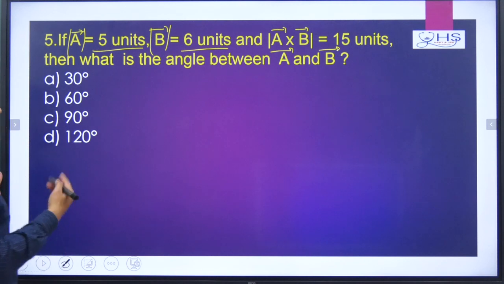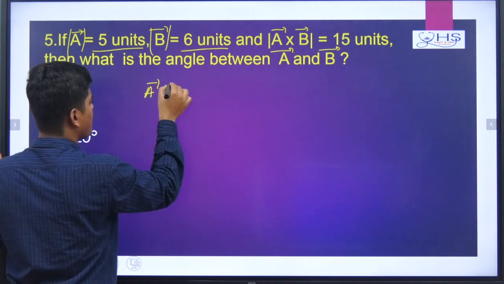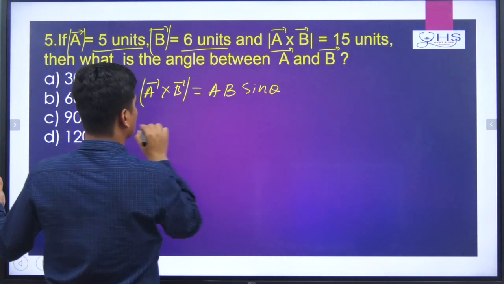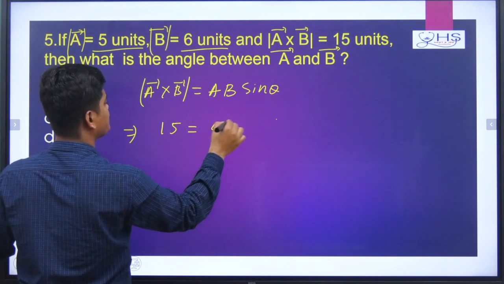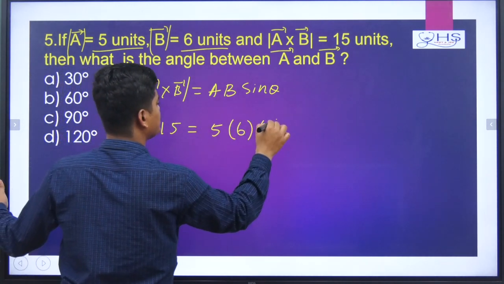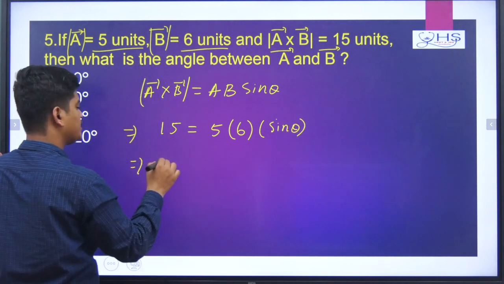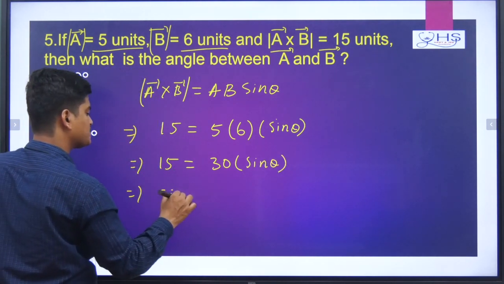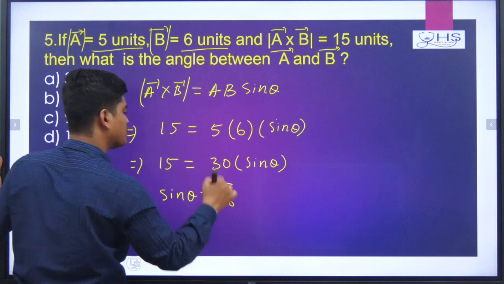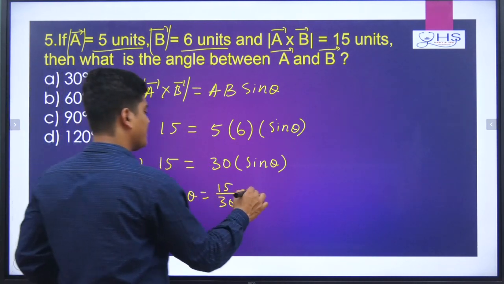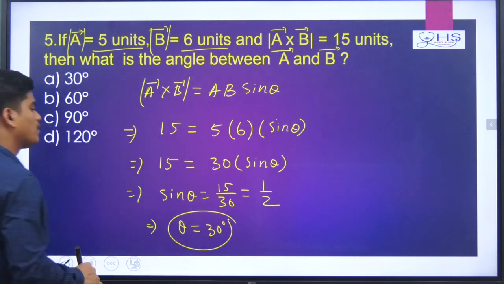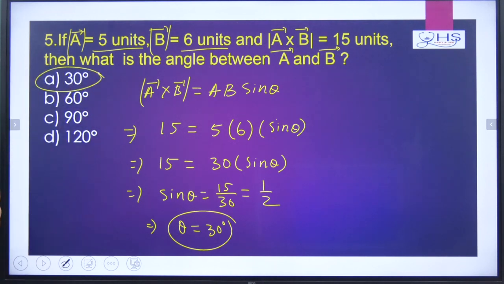Now see here, the A cross B magnitude is nothing but AB sin theta. So 15, and A vector magnitude is 5, B vector magnitude is 6, and sin theta. Now 15 equals 30 into sin theta. You can write sin theta is 15 by 30, which is 1 by 2. If sin theta is 1 by 2, then theta will be 30 degrees, pi by 6. So theta equals 30 degrees or pi by 6. Now come to the next question.